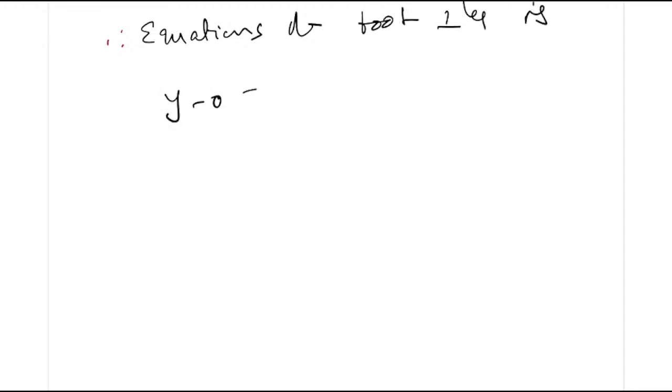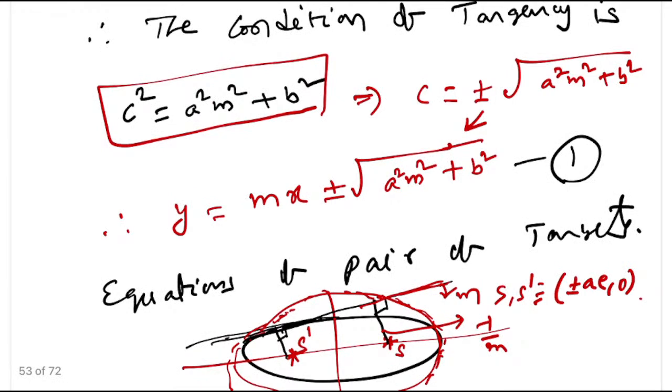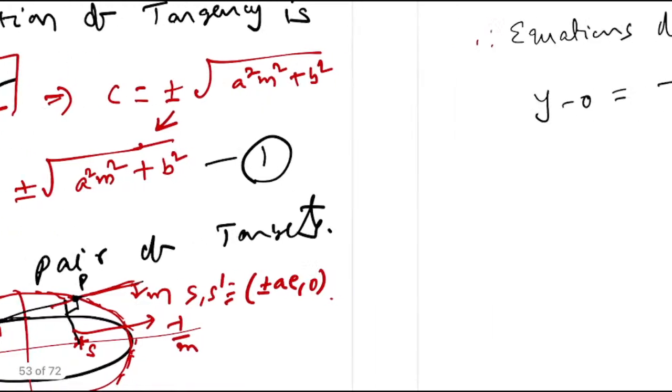Therefore the equation of the foot of the perpendicular is y minus 0 equals minus 1 by m into x plus or minus ae. You assume this as equation 2. These are the foot of the perpendicular equations. Now P is the point of intersection of these two. P is the locus point, a moving point, right? So how to get P?